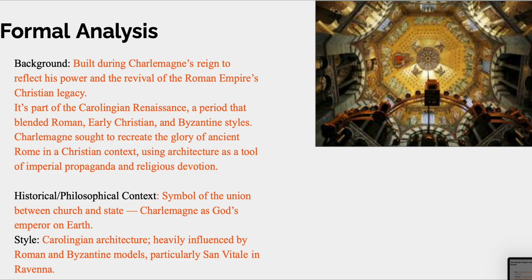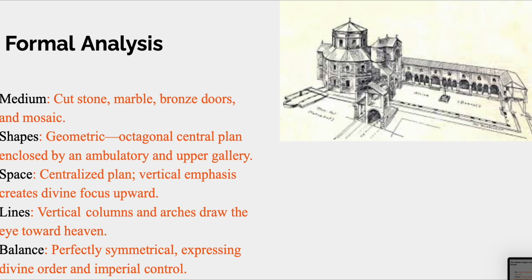The style of the cathedral was Carolingian architecture, as seen to the right and in future slides. It was heavily influenced by Roman and Byzantine models, particularly San Vitale in Ravenna. More formal analysis. Here's a picture to the right showing the blueprint of the cathedral. As you can see, they have the courtyard to the right leading into the cathedral itself.